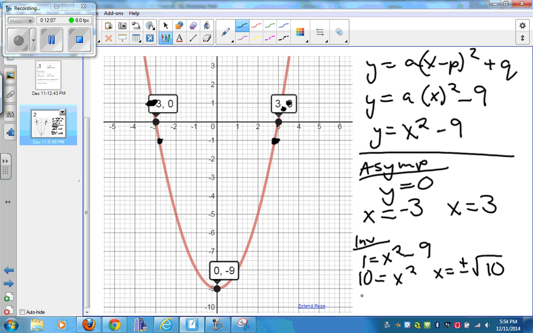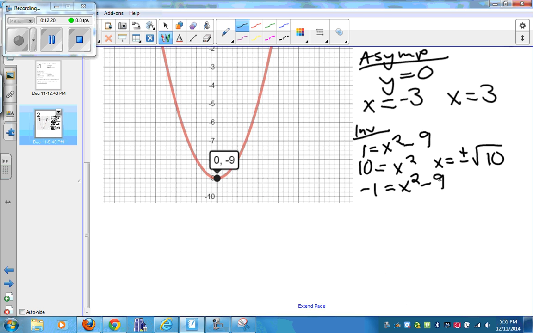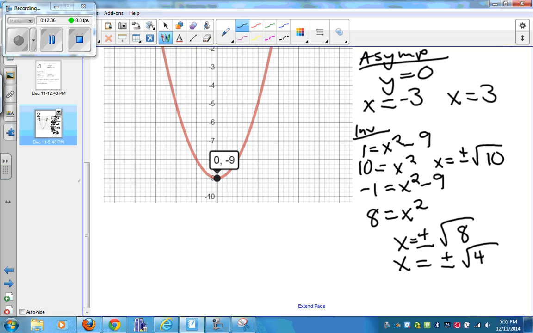Also -1 we have to look at because that's where it equals -1. That's the other invariant point. So when does -1 equal x squared minus 9? Well, I add 9 to both sides, so I get 8 equals x squared. So I get x equals plus or minus root 8. That can be simplified: 8 is 4 times 2, so I get x equals plus or minus 2 root 2.